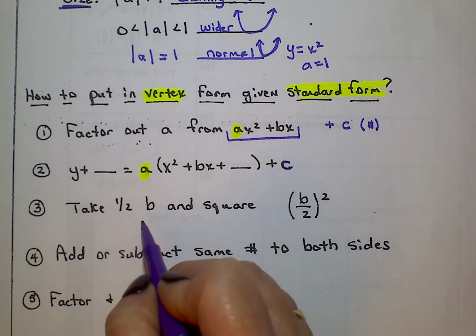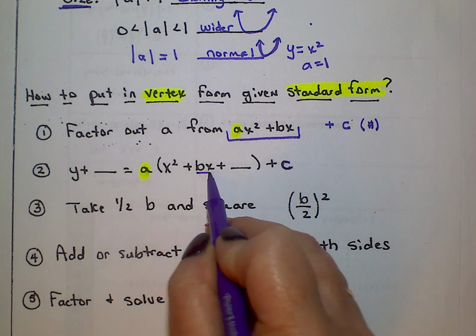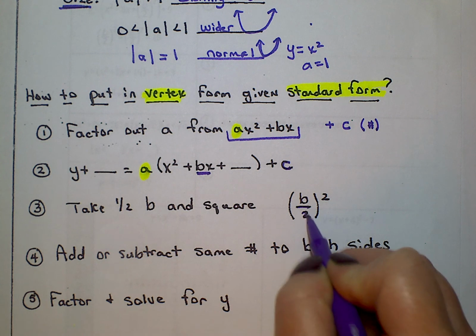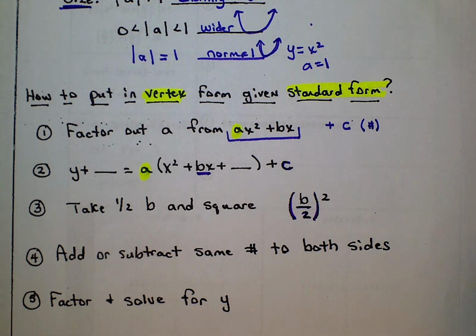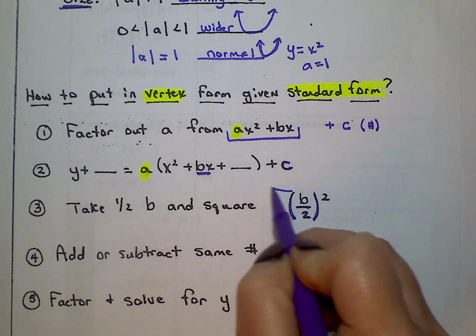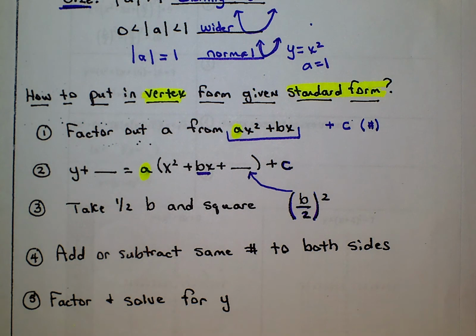Then you start filling in the blanks. You take half of what your linear term is, which is your B. You're going to take half of it and you're going to square it. And it is going to go into that blank.